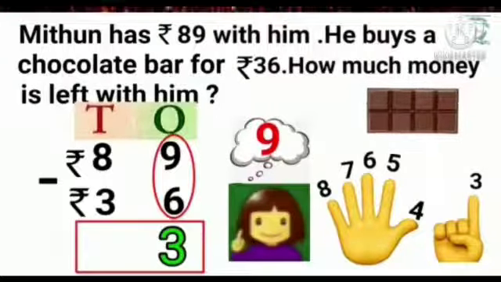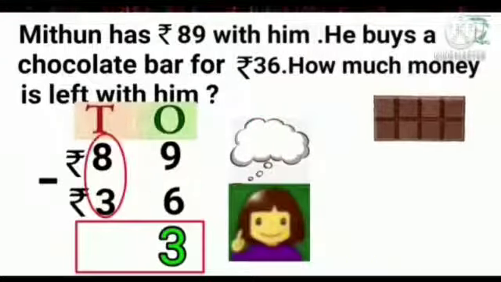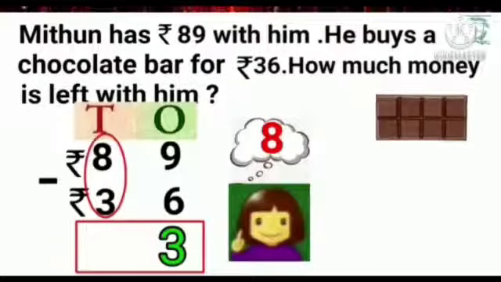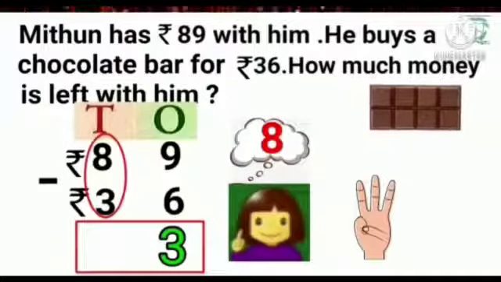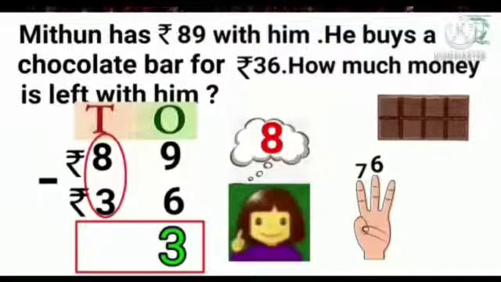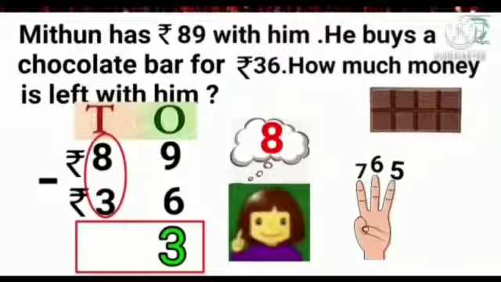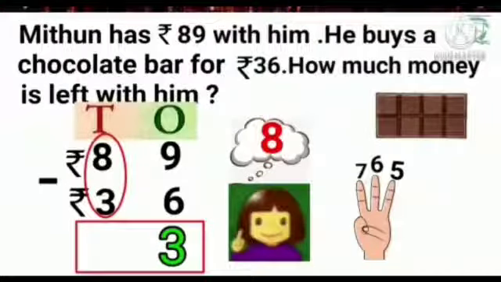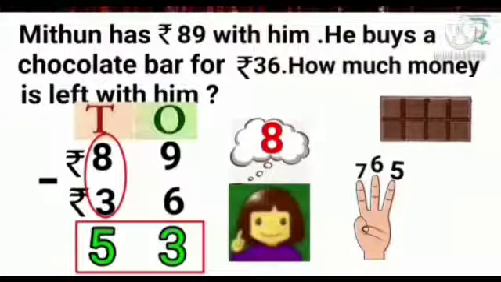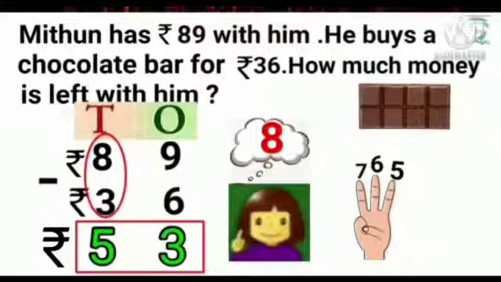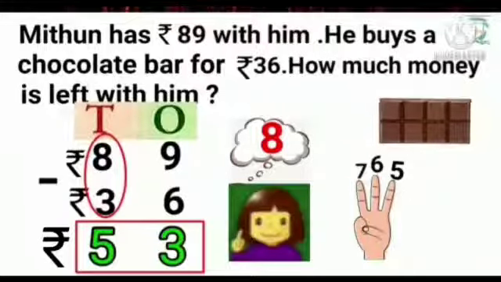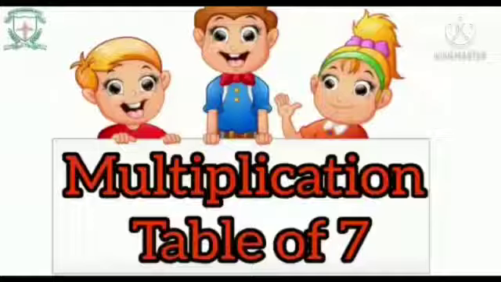Now we subtract the digits in the tens place. We subtract as 8 in the mind and 3 fingers up. Before 8 comes 7, 6 and 5. We write 5 in the tens place. Now we can say that Mithun is left with rupees 53. Children, now we shall learn the multiplication table of 7.